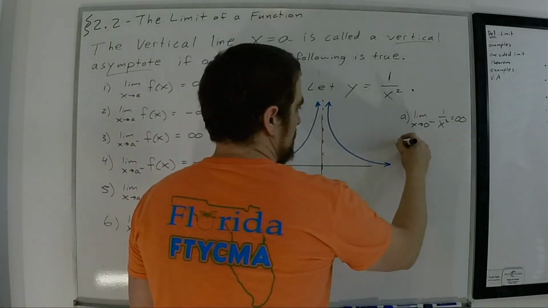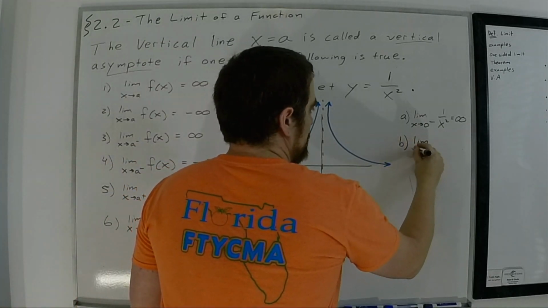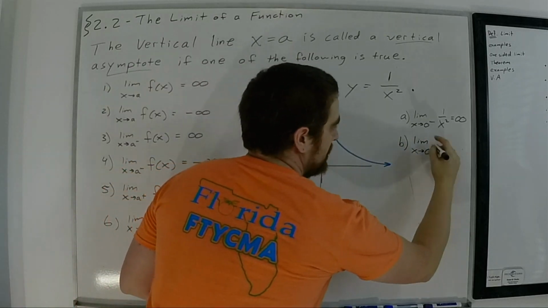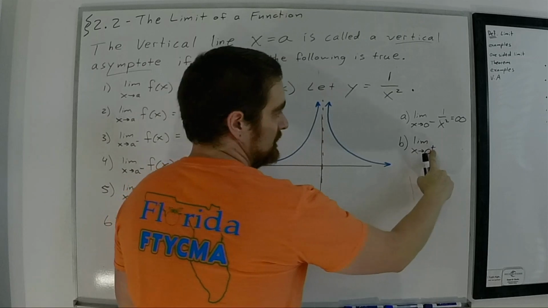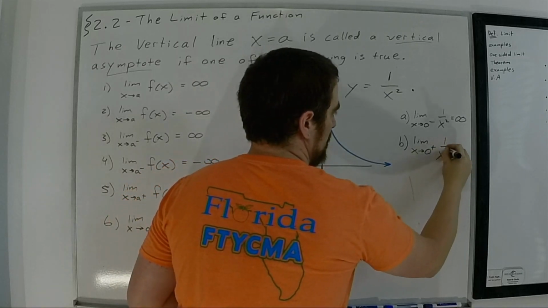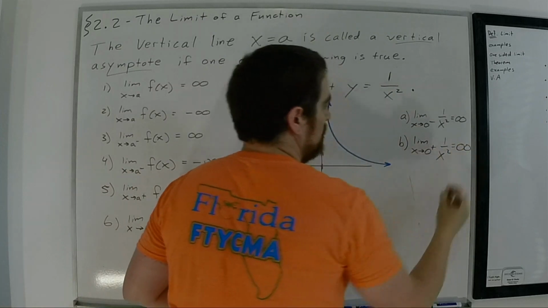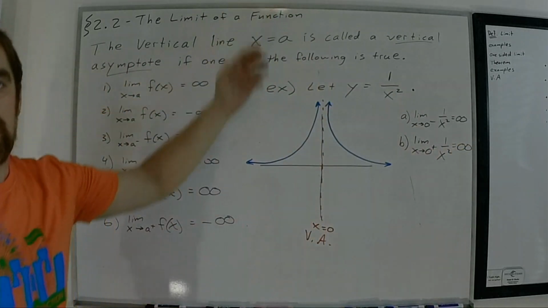Likewise, on the other side, the limit as x goes to 0 from the right, I'm putting a little plus up here to say this is a right-hand side limit, of 1 over x squared, must also be infinity. Right? That thing can be as large as it wants.